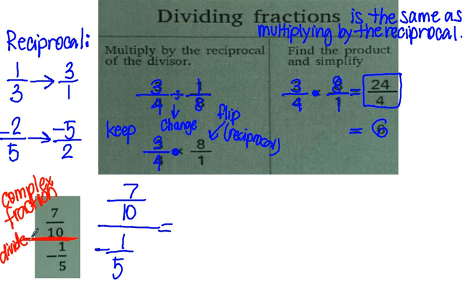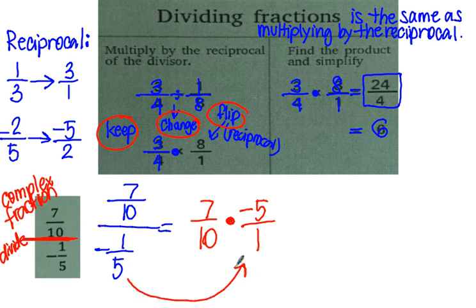Okay? So when you have a fraction being divided by a fraction, you multiply by the reciprocal. What does that mean if we look back up here? You can use the words keep, change, flip if you want. So you keep the first fraction, you change division to multiplication, and you flip the next fraction, or you flip your denominator. So -1/5 becomes -5/1. And then you just follow your rules for multiplying fractions. 7 times -5 is -35. 10 times 1 is 10.